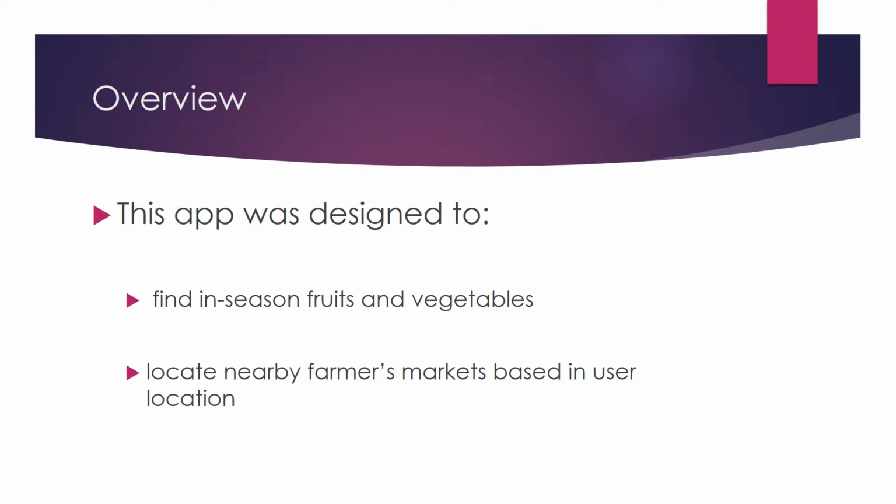So this app was designed to find in-season fruit and vegetables and locate nearby farmers markets based on the user's location. This app also allows the user to change the stock photo of fruits and vegetables to something that more matches that particular fruit or vegetable.